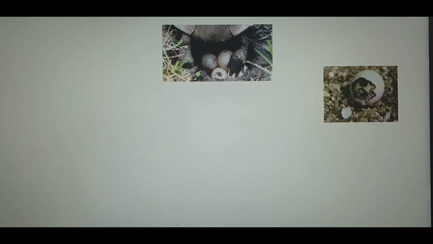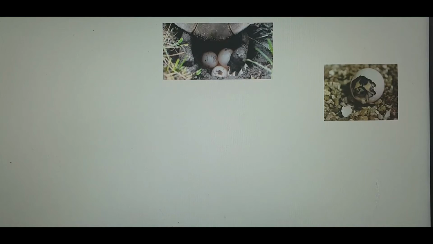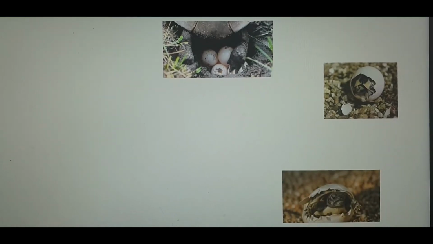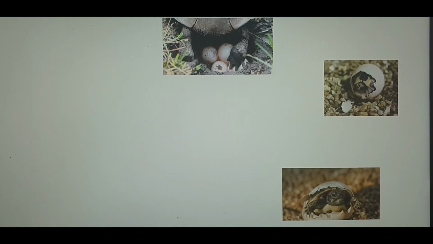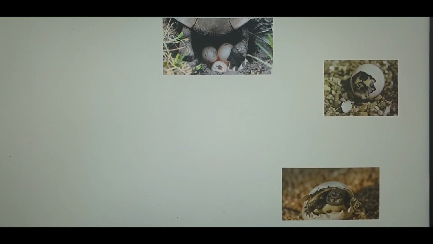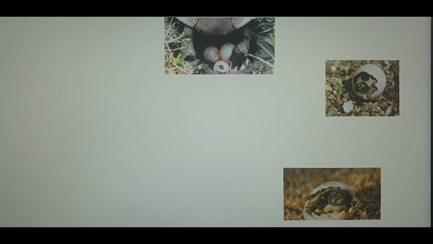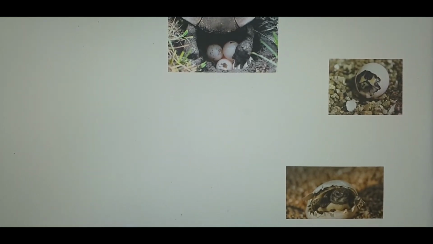After about 3 months, the hatchlings break out of the shell, and the yolk sac provides nourishment even after hatching. So sometimes on the little tortoises you'll see the yolk sac still on them, and as soon as they're born they use that for nourishment as well. They break out of the shell, and they are about the size of a 50p piece. They are really, really small.